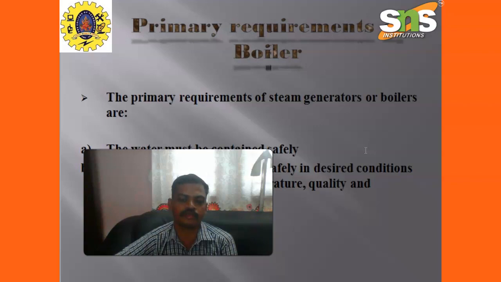Primary requirements of boiler. The primary requirements of a steam generator or boiler: the water must be contained at a safe level. Steam must be delivered safely in the desired or required conditions, as regards its pressure, temperature, quality and required rate.